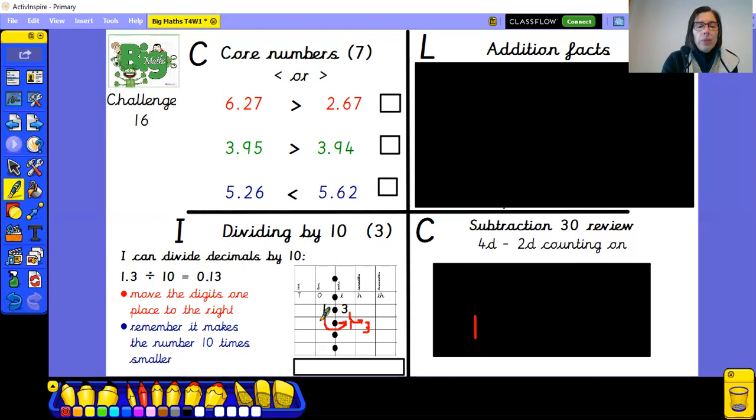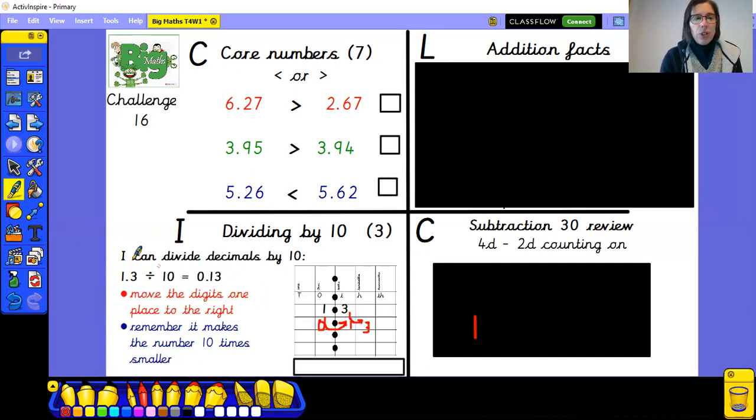And here we've got the 0 because there's nothing, so 0. So the answer is 0.13. So equally, when we divide decimals by 10, like we divide whole numbers by 10, we move each digit 1 space to the right. And remember, it makes the number 10 times smaller. So 1.3 divided by 10 equals 0.13.